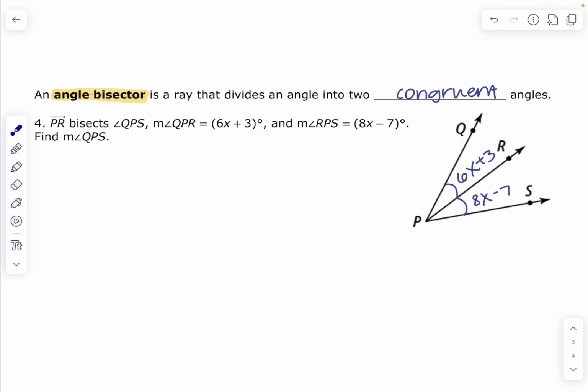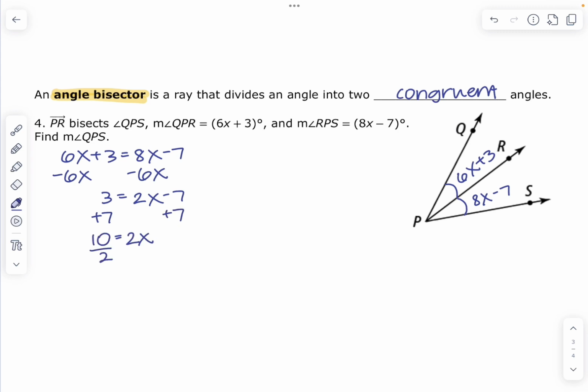So what I'm going to do is set those two values equal to each other. I've got 6x plus 3 equals 8x minus 7. Let's subtract 6x from both sides. Add 7 to both sides. And divide by 2, and I should find that x is equal to 5.